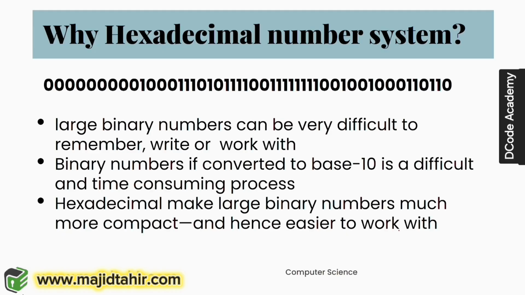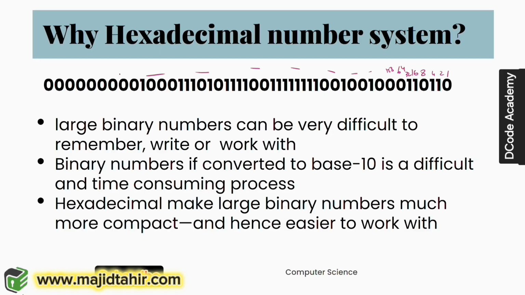Now let's see. This long binary number is very difficult to convert into denary. If we convert this, we have to do it using place values: 1, 2, 4, 8, 16, 32, 64, 128 and so on. You keep on doing that. It is a very huge binary number, so converting it into denary is very difficult. Remembering or reproducing this number in binary is also very difficult. So we convert these big binary numbers into the hexadecimal number system, which makes them compact.